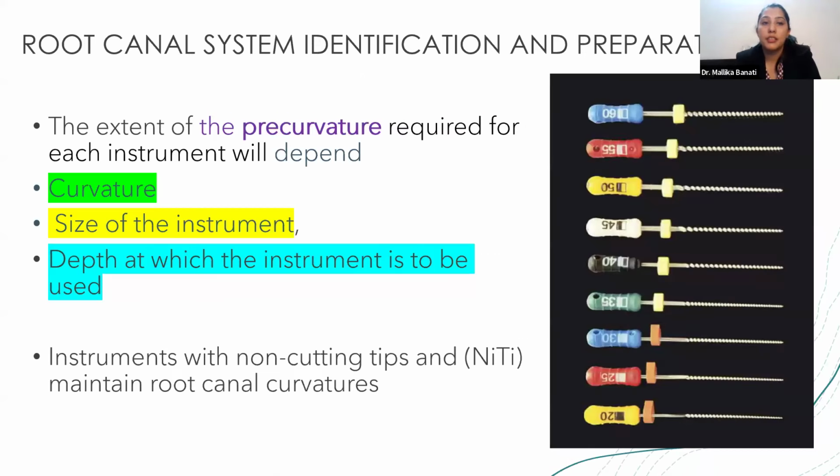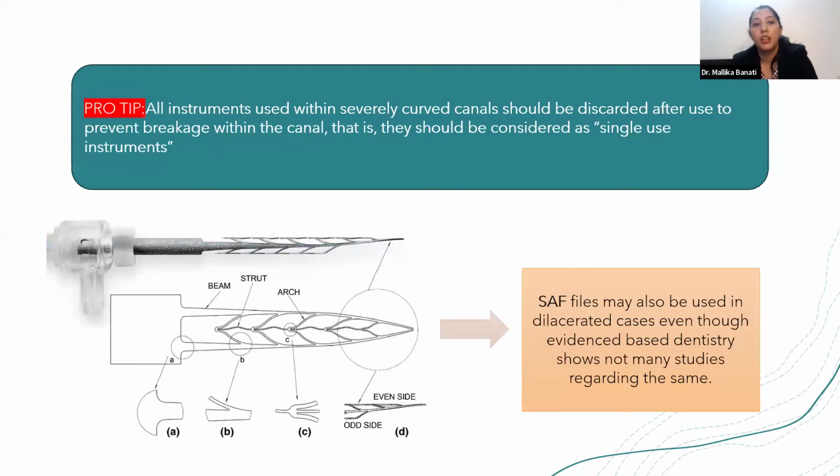So this is exactly the file design. So the root canal system, the extent of pre-curvature, now how do you know how much curvature you need? So the curvature of the file will depend on the curvature of the canal. So curvature, the size of the instrument and the depth of the instrument at which we are going to use it. So mostly instruments with non-cutting tips are used. Night-eye files can also be used for curved canals because they have a non-cutting tip.